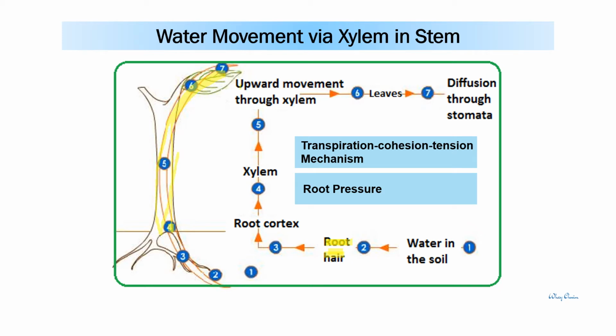The upward movement of water through the xylem tissue in plants is driven by two forces. The first one is the transpiration, cohesion, tension mechanism, which is very important for tall plants. The second is the root pressure, which is more significant to be observed in shorter plants.